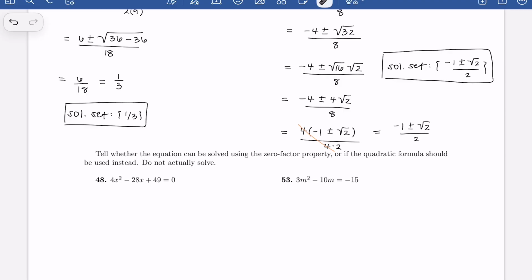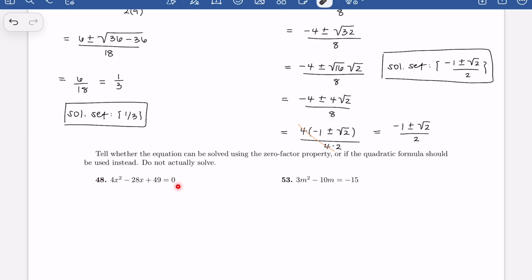But the main takeaway that we're going to use is the fact that if the discriminant is a perfect square, which also includes 0, then our equation can be solved using our zero factor property. Otherwise, we're going to be using the quadratic formula. So with that information, let's go ahead and find the discriminant of these two equations here and answer the question.